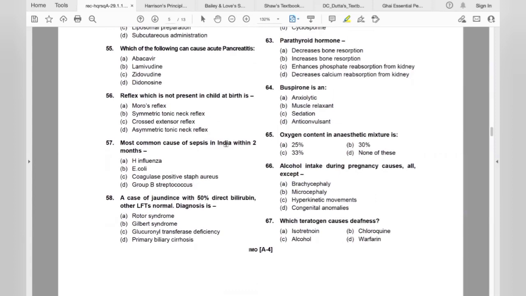So this is old question, old update. So check for the new update also. A case of jaundice with 50% of direct bilirubin and other LFT is normal. Diagnosis is Rotor syndrome.